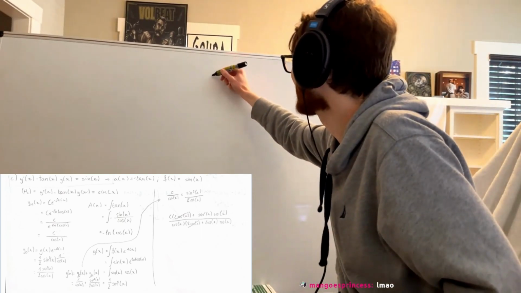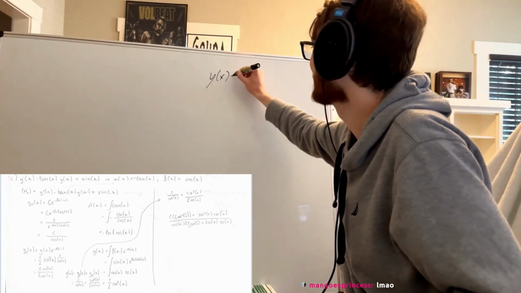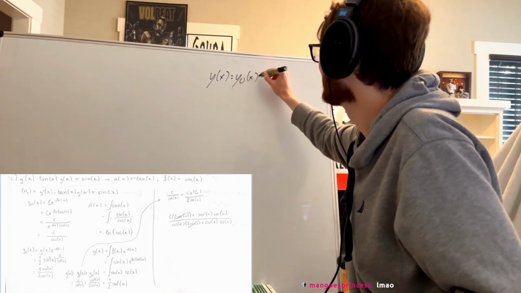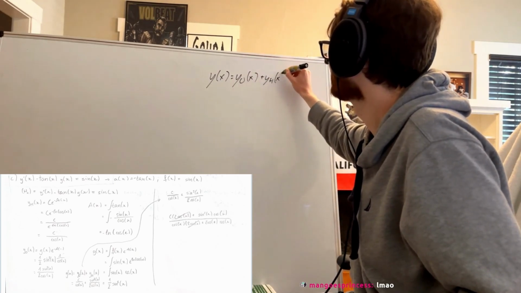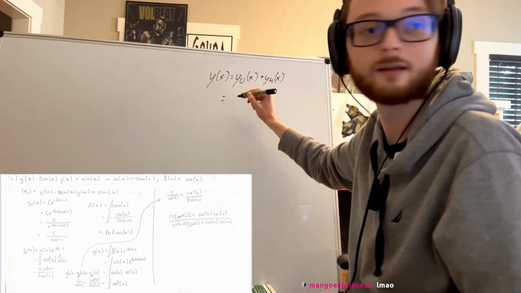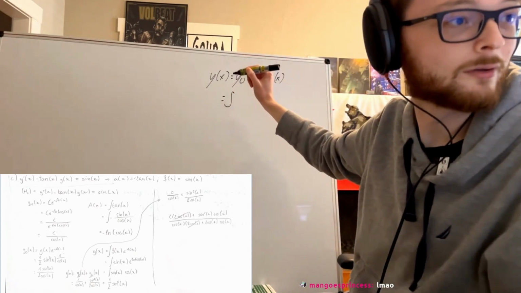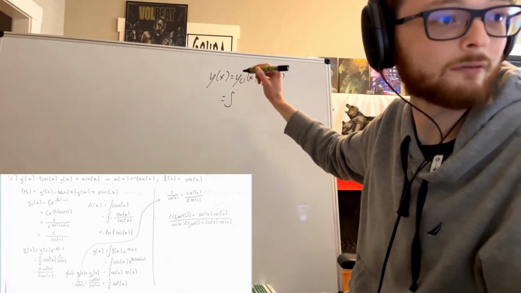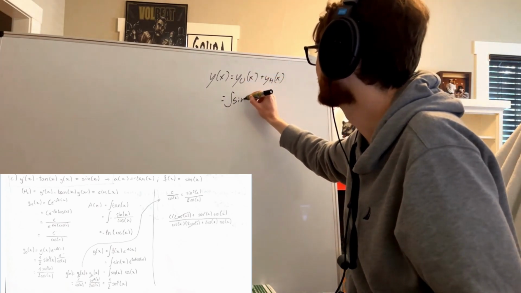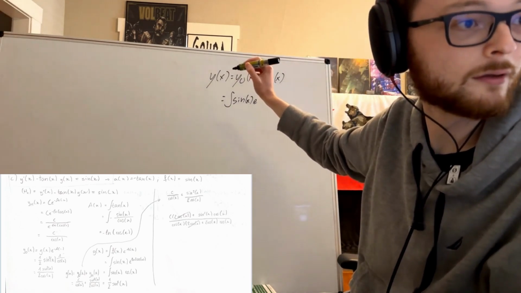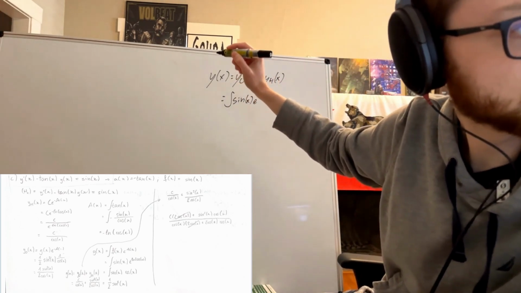Okay, so let me go back to what I was doing before. So they say that the end solution is y of x is y sub O, I think, plus y sub h. And they say that y sub O is the integral of sine of x times the integrating factor, which was e to the, shouldn't it be minus ln?